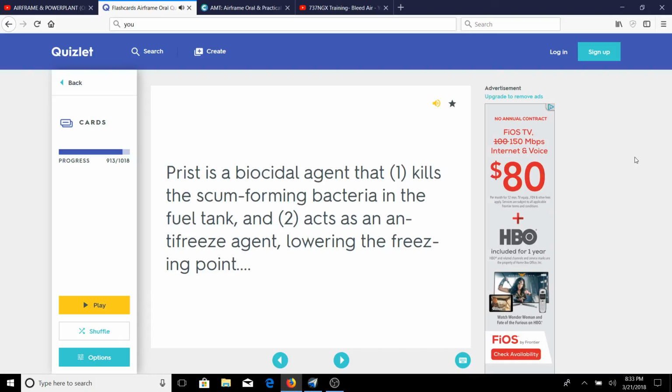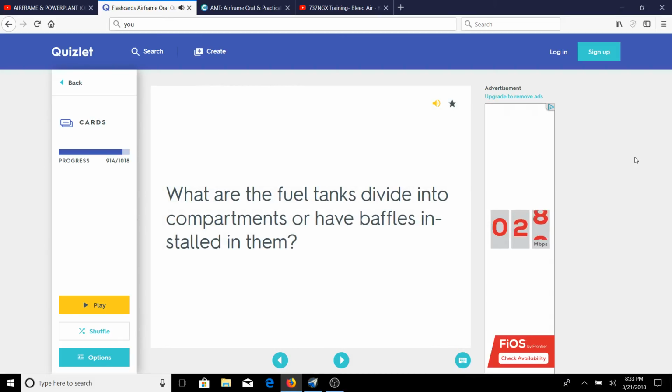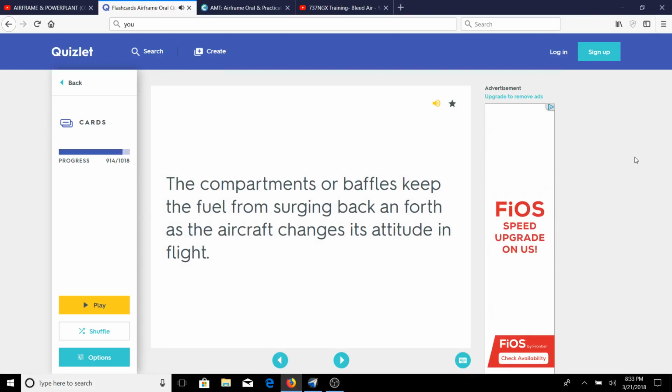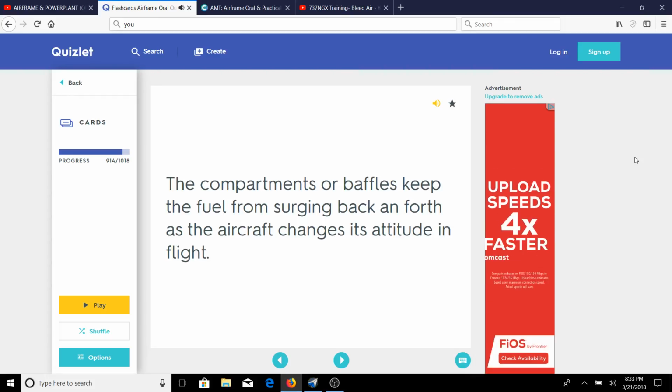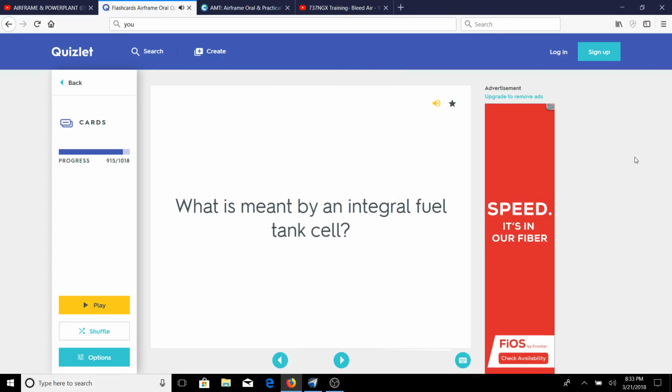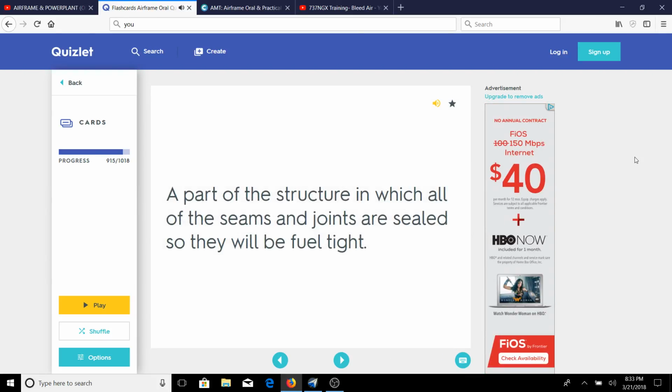Why are fuel tanks divided into compartments or have baffles installed in them? The compartments or baffles keep the fuel from surging back and forth as the aircraft changes its attitude in flight. What is meant by an integral fuel tank cell? A part of the structure in which all of the seams and joints are sealed so they will be fuel-tight.